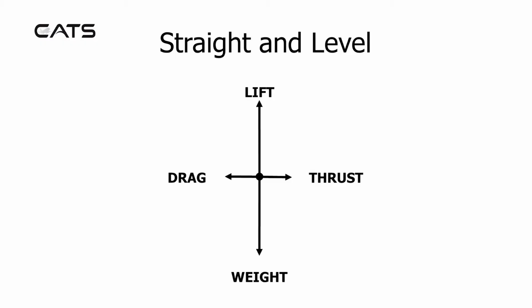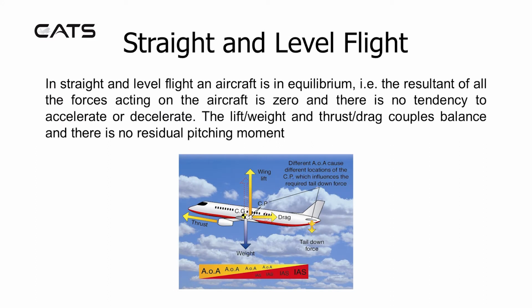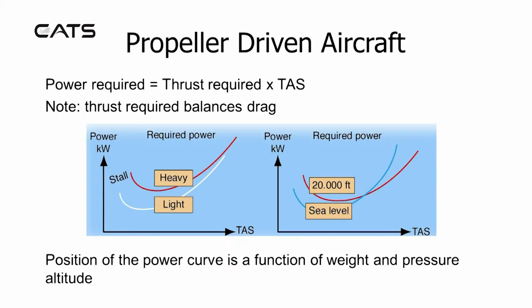Straight and level flight. In a theoretical situation, lift exactly balances weight and thrust balances drag, forming a couple of forces. In straight and level flight, an aircraft is in equilibrium, i.e. the resultant of all the forces acting on the aircraft is zero, and there is no tendency to accelerate or decelerate. The lift-weight and thrust-drag couples balance, and there is no residual pitching moment.